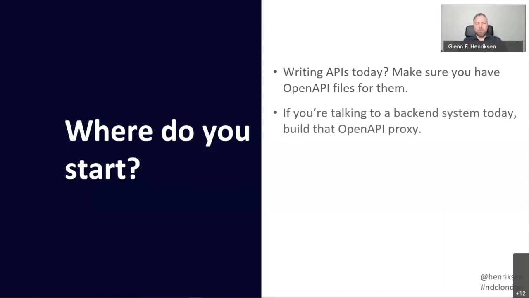Build that OpenAPI proxy if you're talking to a backend system. So if you have an application that today is talking to a backend system, which is kind of weird or odd to talk with, and doesn't have an OpenAPI interface, make that proxy. It's a small sliver of an application. If you're making a web application or similar, you can even build it into the application, just make it a separate part. And now you have a start. You have that building block going.